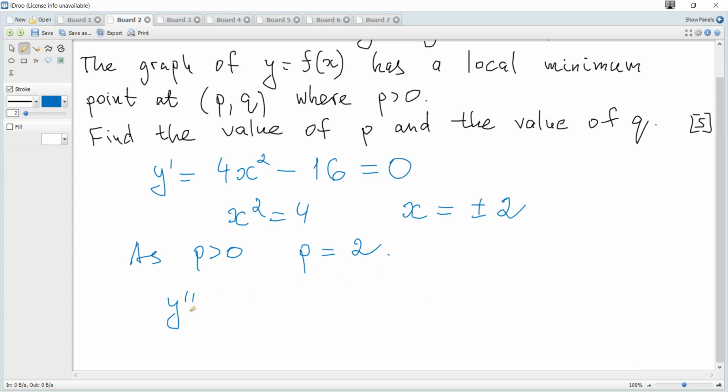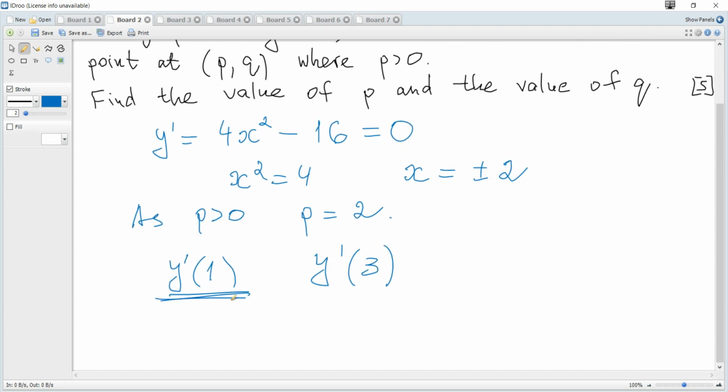Another method is to consider a point to the left and to the right. For example, if we want to check the point 2, we can consider the derivative at 1 and the derivative at 3. You can take any point to the left up to −2, or maybe consider 0 to be easier to calculate. So the derivative at 1 is negative, and the derivative at 3 is positive.